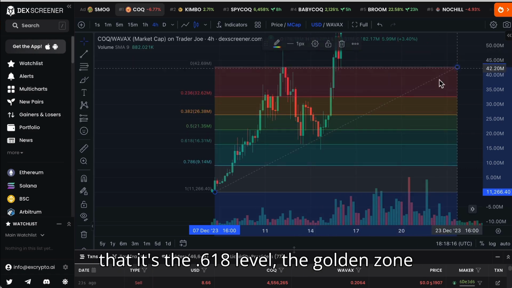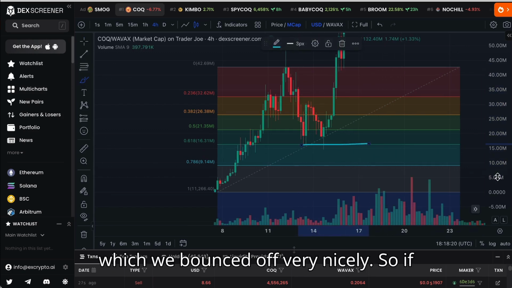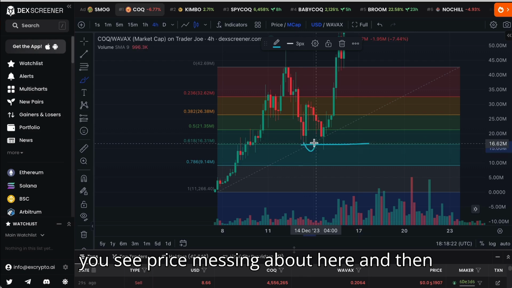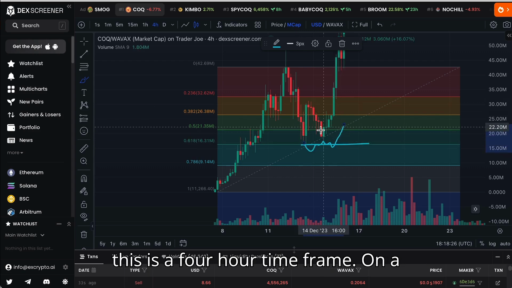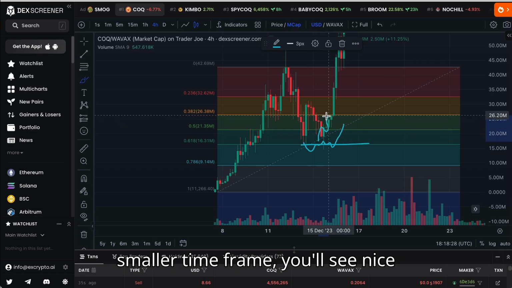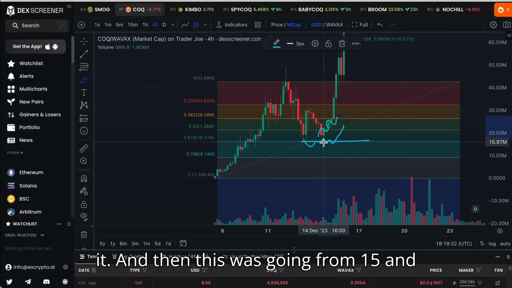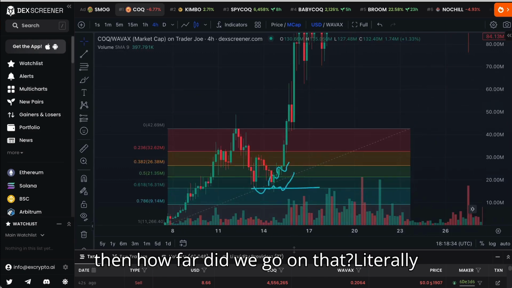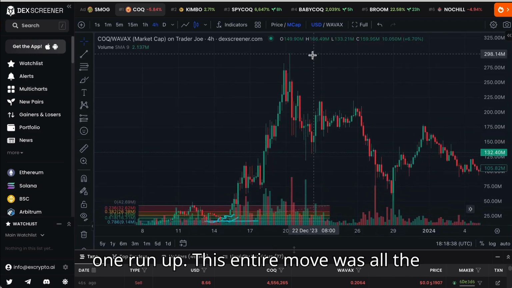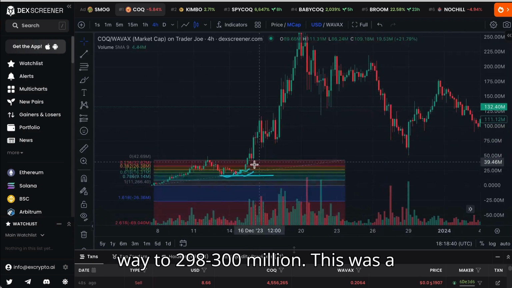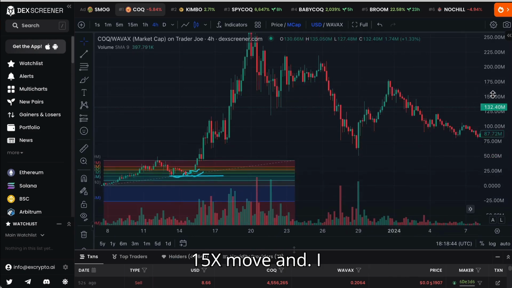But you can notice that it's the 0.618 level, the golden zone, which we bounced off very nicely. So if you see price messing about here and then pushing up, and on a smaller time frame, this is a 4-hour time frame, on a smaller time frame, you'll see nice stairs here. And then, yeah, you can trade it. And then this was going from 15, and how far did we go on that? Literally one run up. This entire move was all the way to 298, 300 million. This was a crazy move, crazy 10x, nearly 15x move.